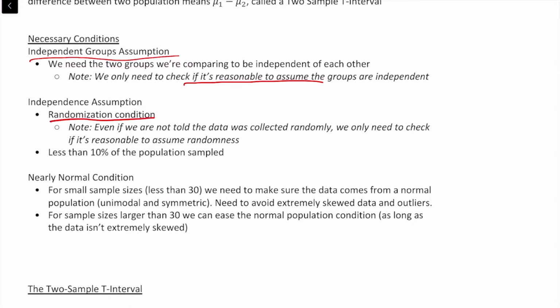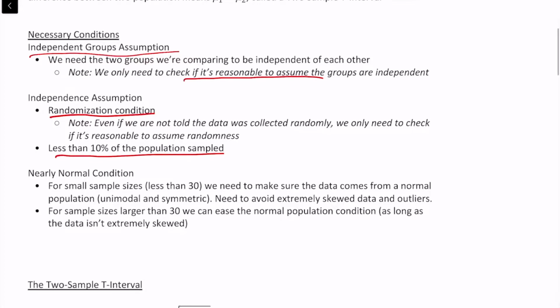Randomization. Did we collect a random sample? Even if we weren't told explicitly that a random sample was collected, is it reasonable to assume that it represents a random sample? And then also we need to make sure that less than 10% of the population is sampled. If you've been keeping up with the videos, you know that those are common conditions that we've been dealing with.